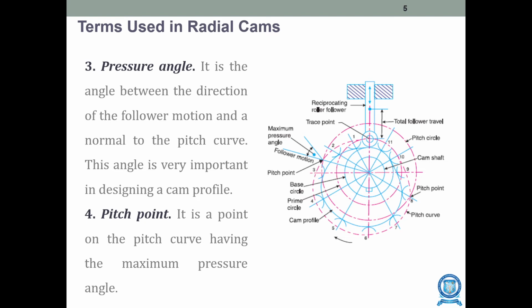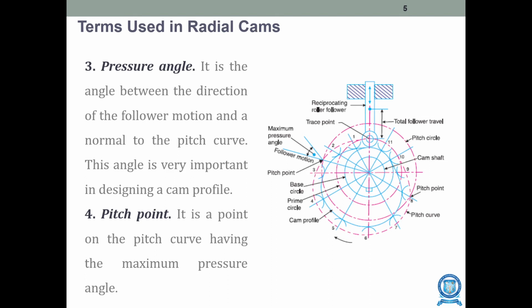We are not using high pressure angles because the force between the follower and the cam surface will bend the follower shaft. So there will be a maximum value of pressure angle, and depending upon our applications, we will have to decide it. So this is pressure angle.